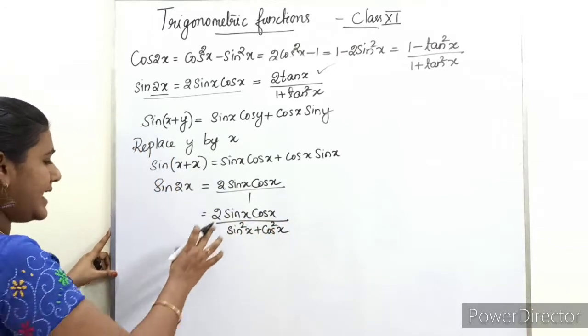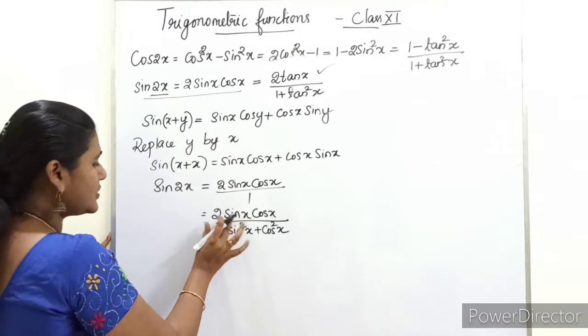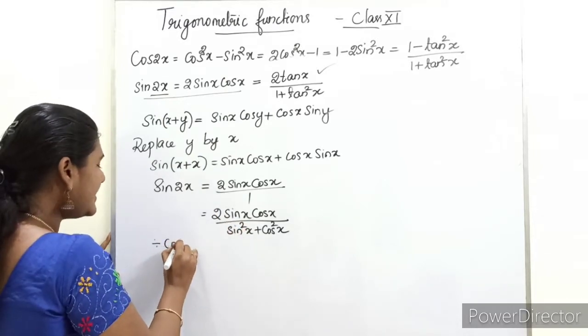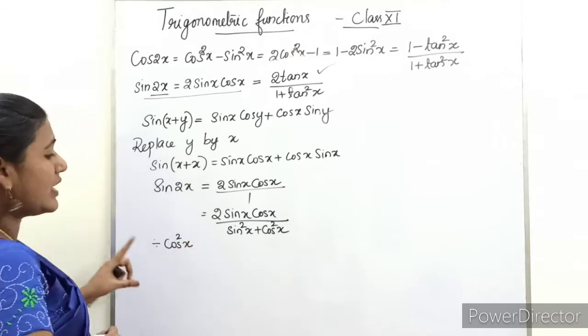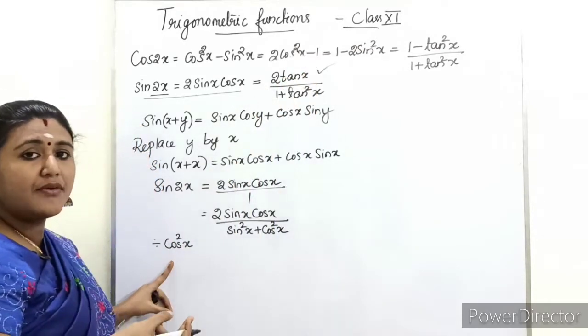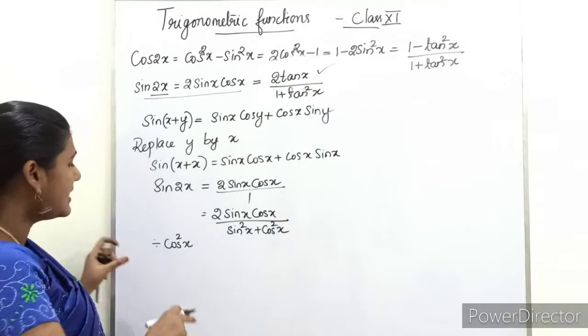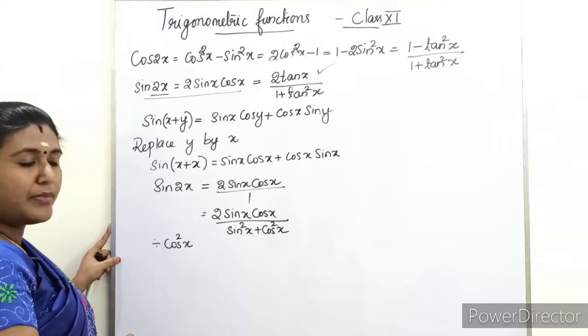Now again the same what we have seen in the previous derivation, the same way here also you have to divide the numerator by cos square. Why cos square? Because here we have a tan x. You know the formula for tan x, sin x by cos x. So denominator should be cos x. That is why we are dividing by cos square x.